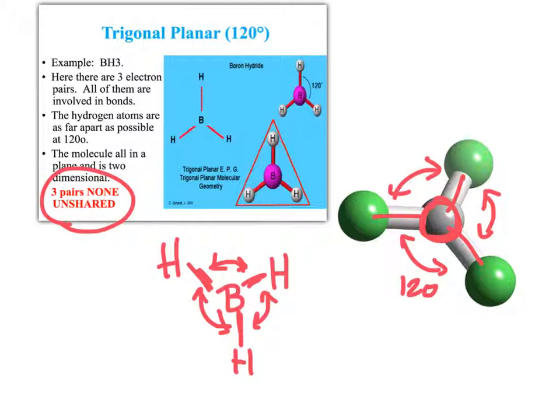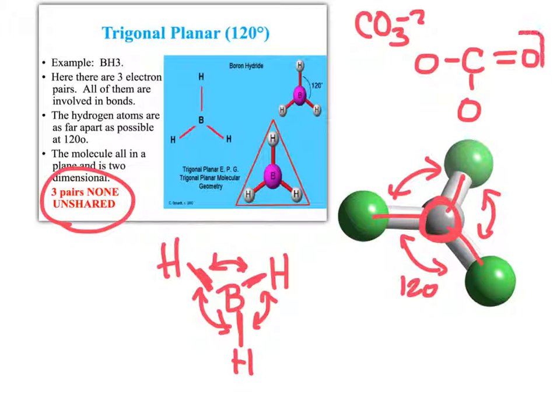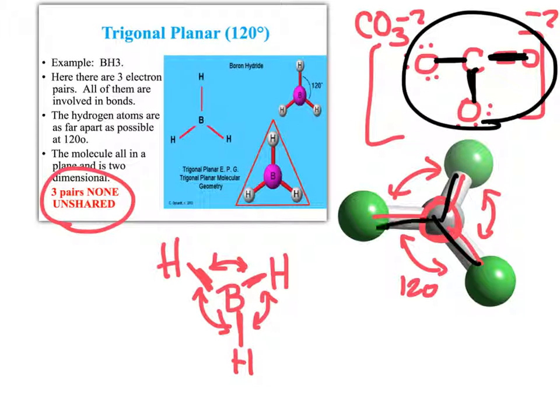Another example of this would be in carbonate, CO3 with a -2. When we draw that, we actually get this: carbon, oxygen, oxygen, and our -2 here with all of our dots, of course. This shows resonance. But again, if we were to look at how many pairs of electrons are there? 3. 1, 2, 3. How many of them are unshared? None of them. They're all involved in bonds. Then this also would show this trigonal planar, sort of like a triangle, in the same plane, flat, geometry.